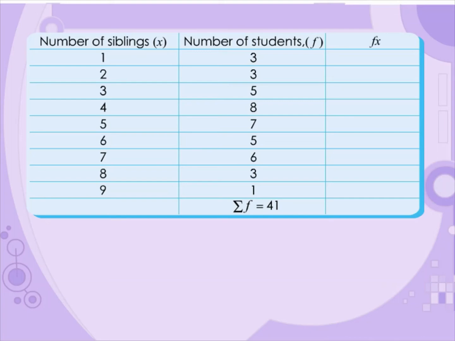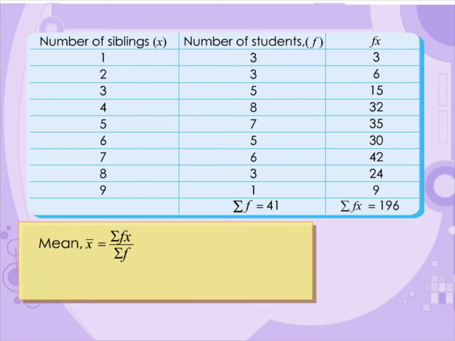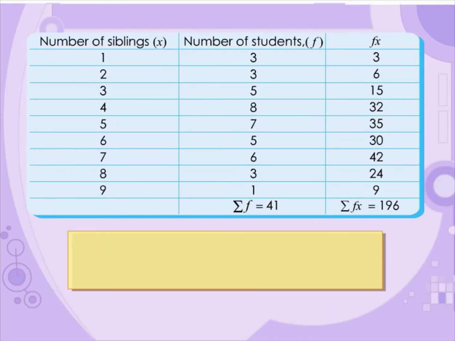To find the mean, we multiply column 1 by the respective column 2, giving us 3, 6, 15, 32, and so on. Adding all the entries in the last column, we will obtain sigma f times x, which is 196. Therefore, the mean x bar is equal to 196 divided by 41, which is equal to 4.78.